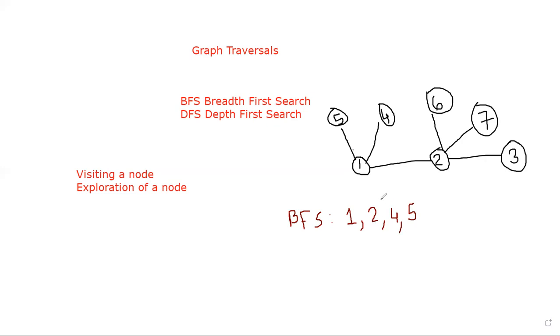Now the next node is 2. You have visited 1, and now you are exploring 2. How many nodes are associated to 2? For 2 you have 1, 6, 7, 3. 4 nodes are associated to the vertex 2. But 1 is already visited, so you don't have to include 1 in the list. The other vertices associated to the vertex 2 are 6, 7, 3. You can write them in any order. So I am writing like this: 6, 7, 3.